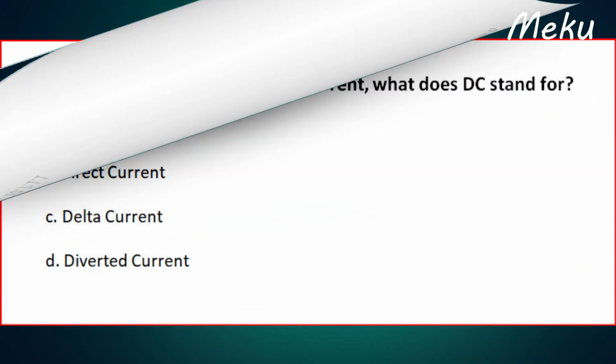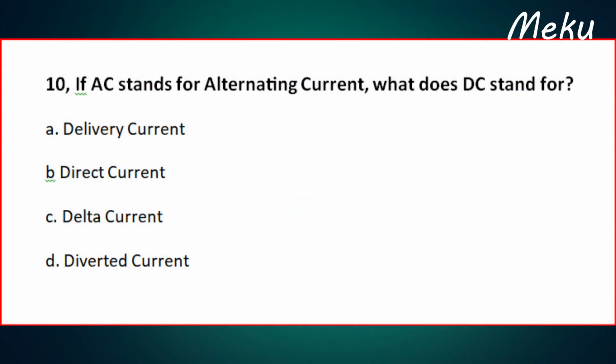10. If AC stands for alternating current, what does DC stand for? A. Delivery current. B. Direct current. C. Delta current. D. Diverted current.